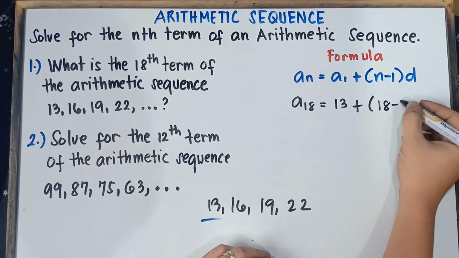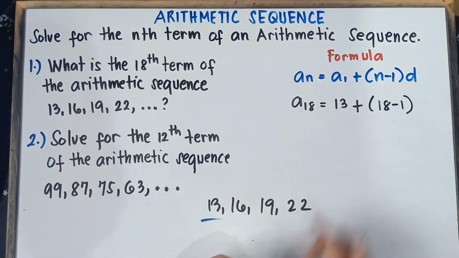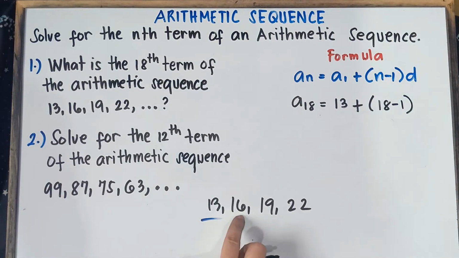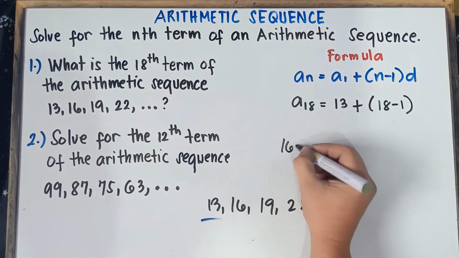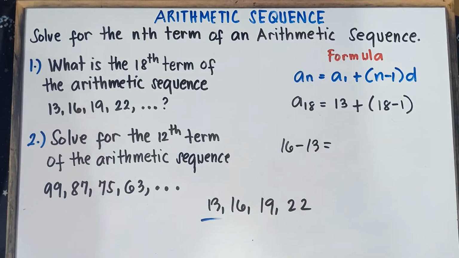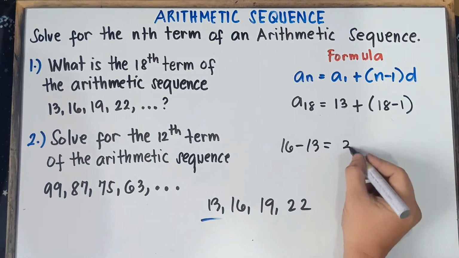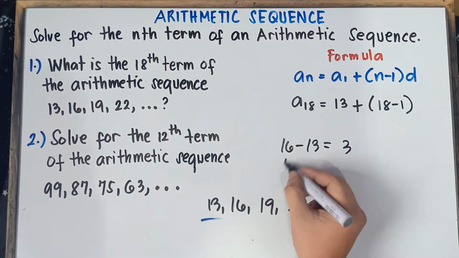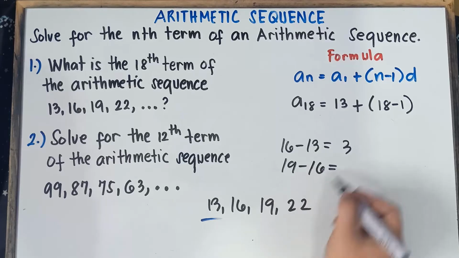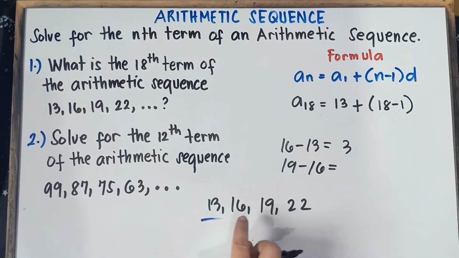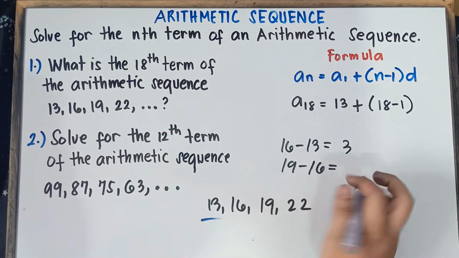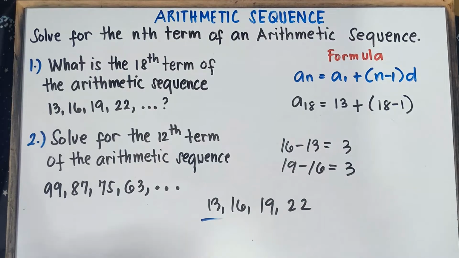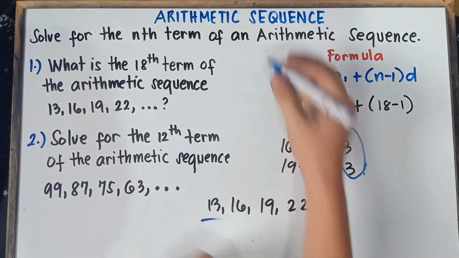So 18 minus 1. And then the common difference: simply subtract the second term by the first term, 16 minus 13. What's the answer, class? That's correct, that would be 3. And then we also check by subtracting the third term by the second term, 19 minus 16. What's the answer, class? That would be equal to 3. Yup, they have the same common difference. So once again, the common difference is 3.